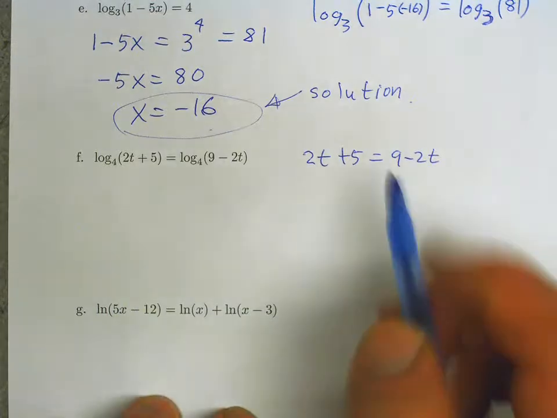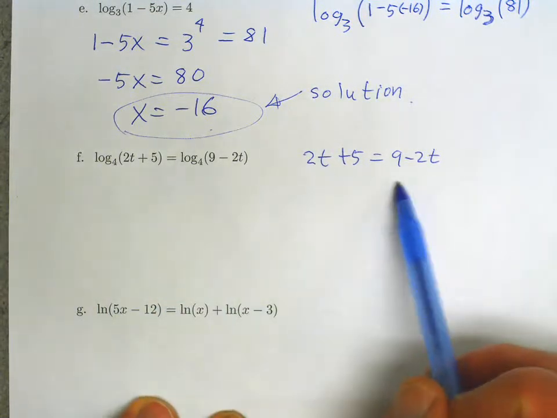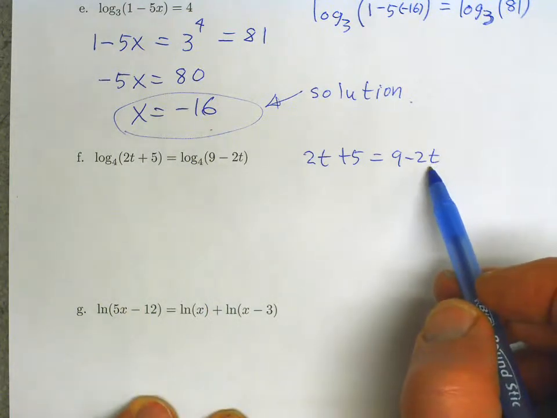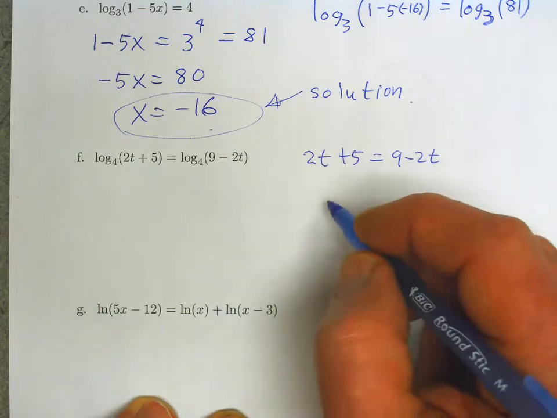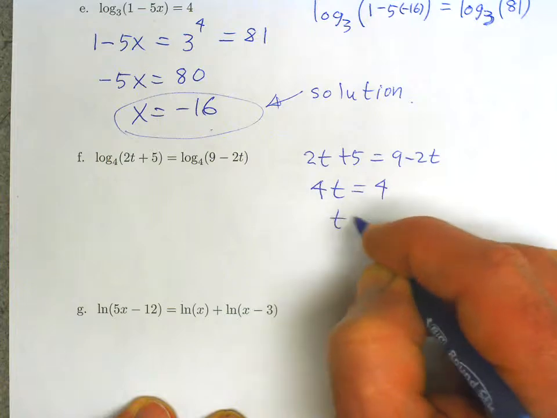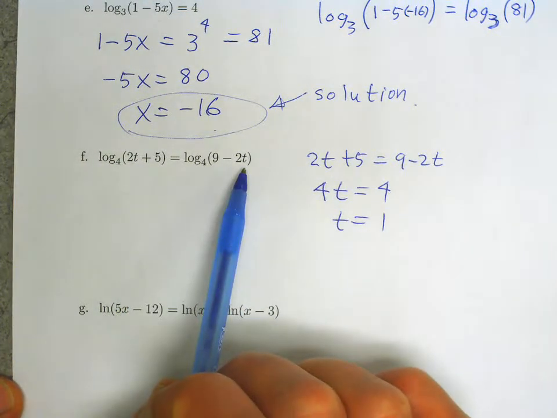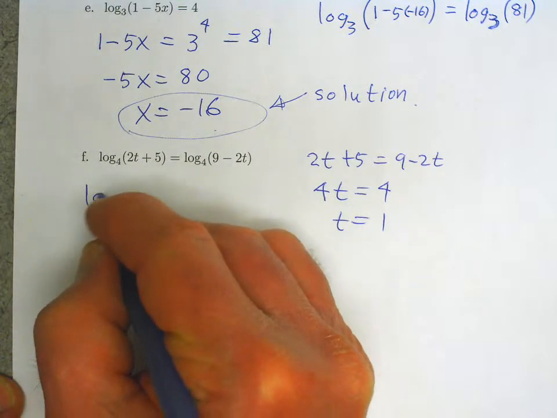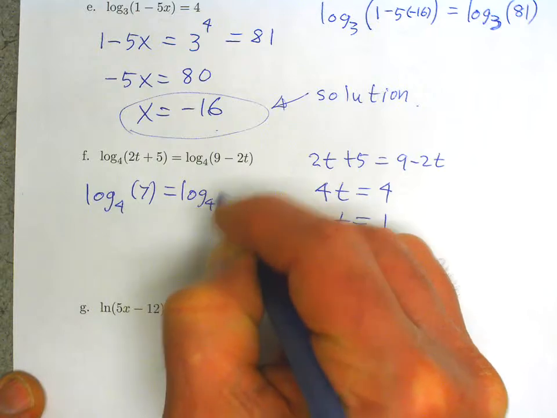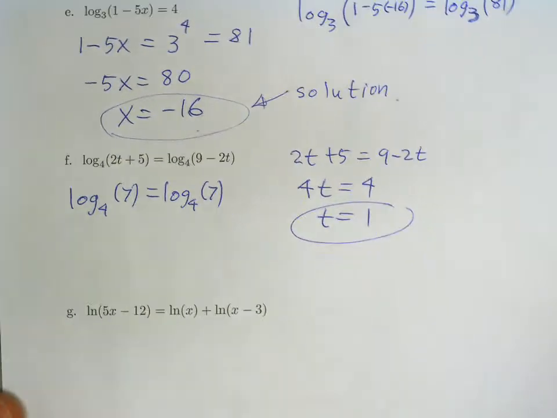And we can find the solution and make sure that the solution to this equation does not make an argument of a logarithm negative. So if we add 2t to both sides and subtract 5 from both sides, we get 4t equals 4, t equals 1. And when you replace every t with 1, everything works out fine. You'll get log base 4 of 7 equals log base 4 of 7, and that's certainly true. So t equals 1 is the solution.